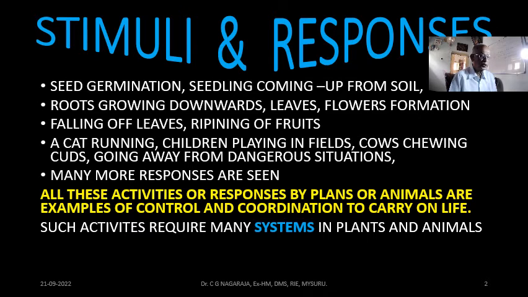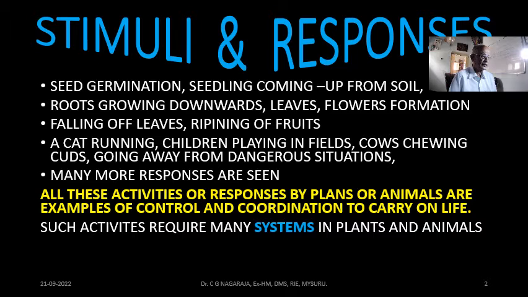Leaves and flowers also form. These are all various responses to the stimuli outside. Falling of leaves and ripening of fruits are all examples of various types of activities that go on inside the plant due to control and coordination by various chemical methods called auxins or hormones.